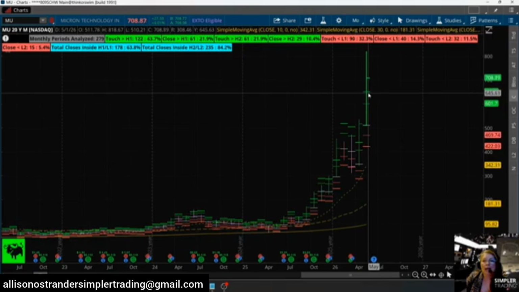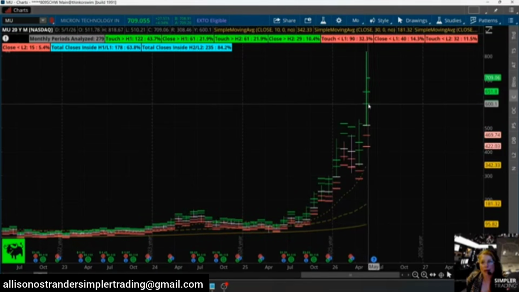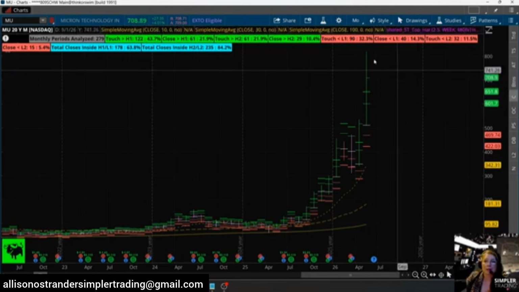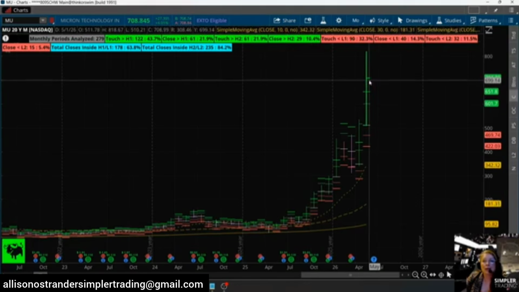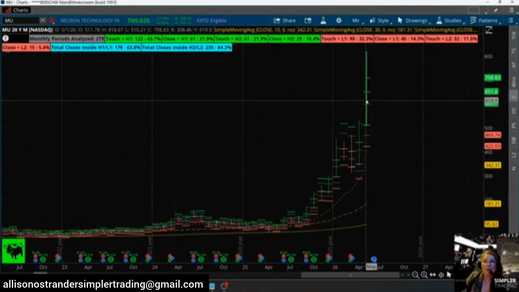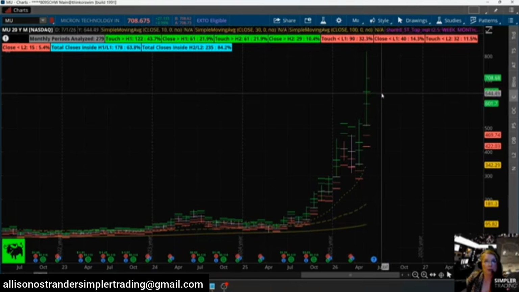So the H2 level is at 651.80. That's where that level is. It's this number over here. And MU, from a monthly perspective, has only closed above this level 10.4% of the time, which means that there's a good probability, right, an 89.6% chance that we could see MU continue to sell off to get back down to or below 651.80.